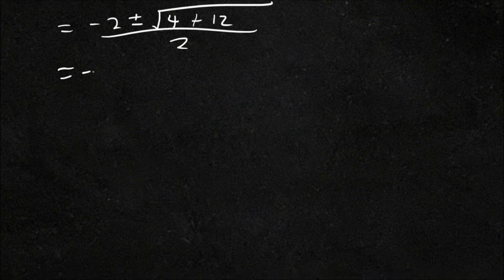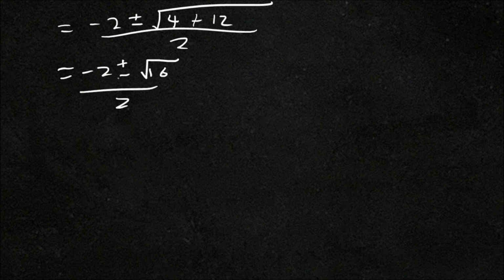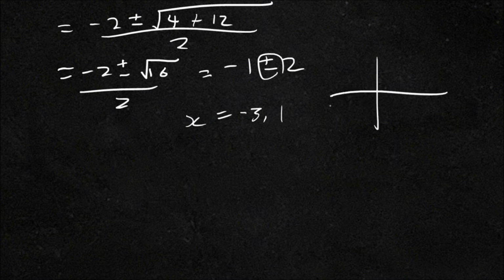This is equal to minus 2 plus or minus the square root of 16 divided by 2, which would be minus 1 plus or minus 2. So you can see because of this plus or minus we have two answers. That is x equals minus 1 minus 2, which is minus 3, and x equals minus 1 plus 2, which is 1. So graphically, you can see that we'd have an intercept at 1 and at minus 3. So our parabola would intercept these.